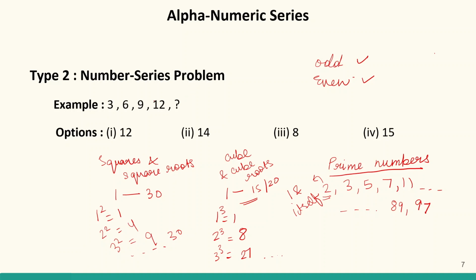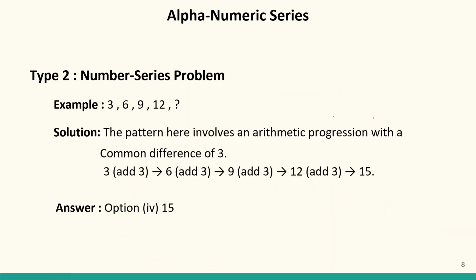So let us look at this problem, which is this number series. Okay, so it is clear that there is an addition of 3. 3 plus 3 equals 6. 6 plus 3 equals 9. 9 plus 3 equals 12. So similarly, 12 plus 3 will be equal to 15. This would be your answer. Here is the solution. You can check that there is a common difference of 3.